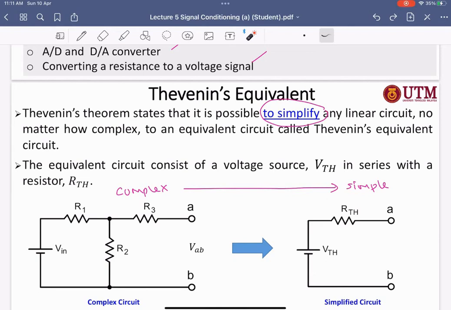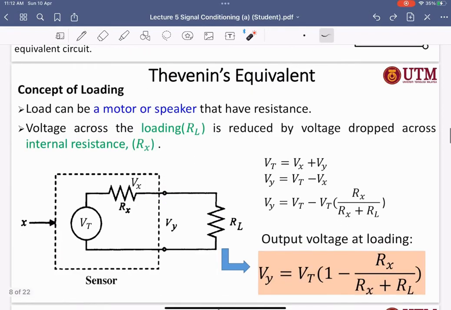But in practical application, we don't use Thevenin's theorem or the Thevenin equivalent, because our circuit is much more complex, so right now we don't need to simplify it. Sometimes in our circuit we just use the IC chip and so on. So the Thevenin equivalent for me right now is not practical. So we can skip this one.